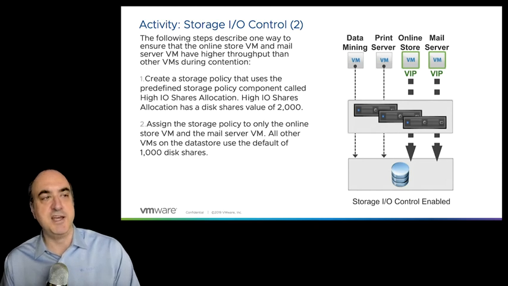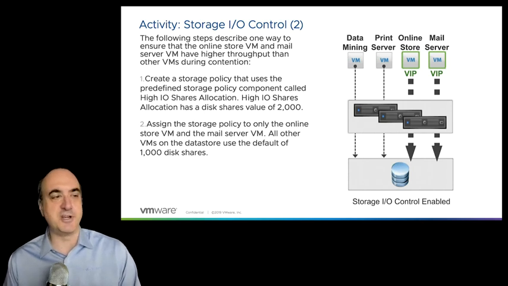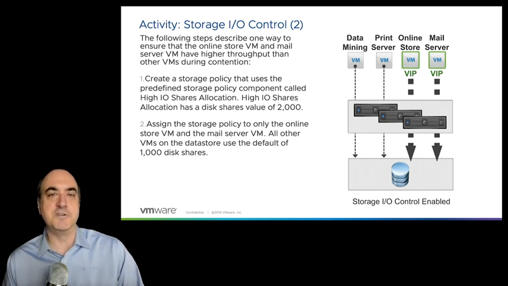Create a storage policy that uses the predefined storage policy component called high IO shares allocation, which gives the disk 2,000 shares, and assign that storage policy only to the online store VM and the mail server VM. All the other VMs will already by default have 1,000 shares, so you don't really have to do anything else with all the other VMs. That makes this a little bit easier to manage. You only need to grant the high IO shares allocation policy to those VMs that need it, and then leave all the other VMs at their default settings.